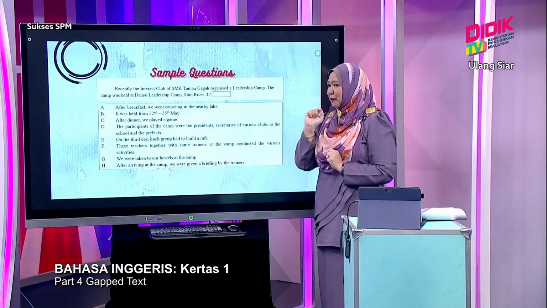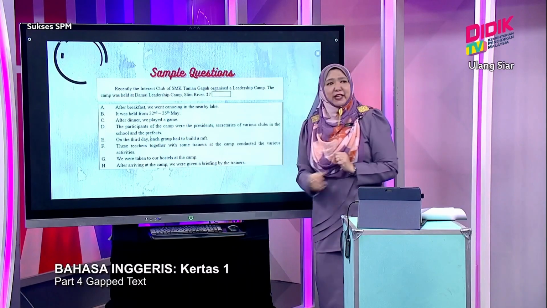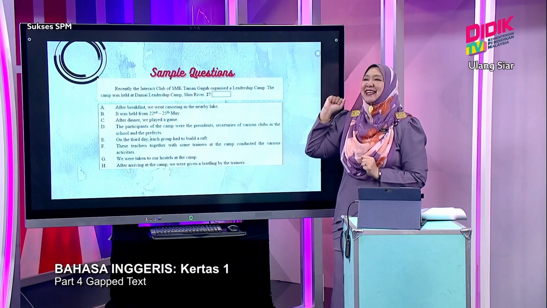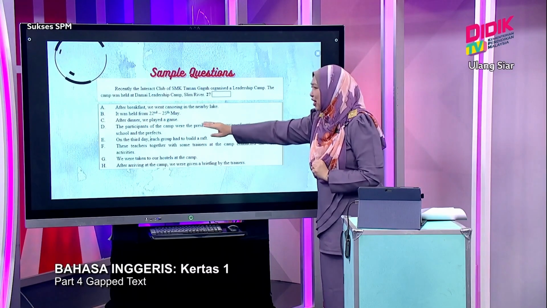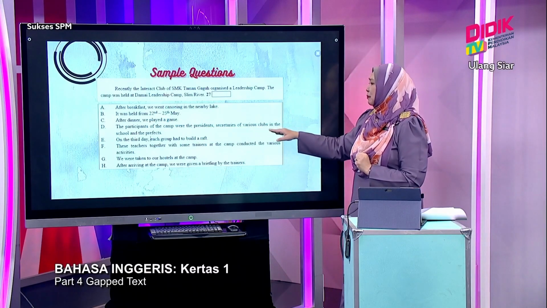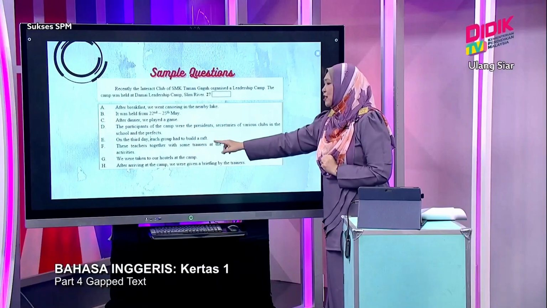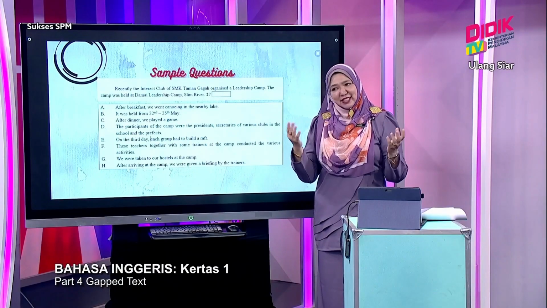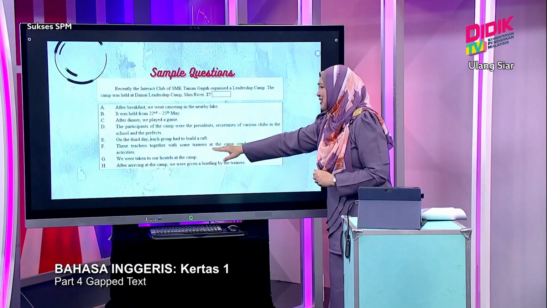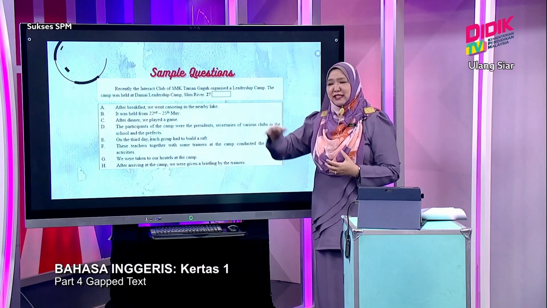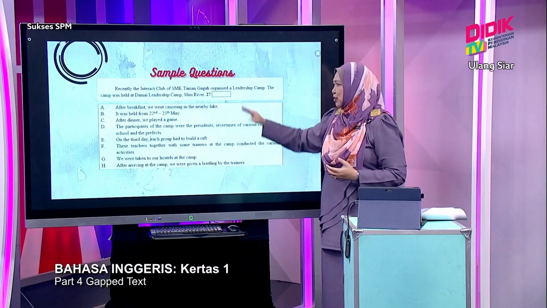"After dinner, we played a game." That's out of context. "The participants of the camp were the presidents, secretaries of various clubs in the schools and the prefects." Participants, not yet. We are talking about the place, right? "On the third day," suddenly on the third day, out of context. "These teachers, together with some trainers at the camp, conducted the various activities." Now, this is about activities, not yet.